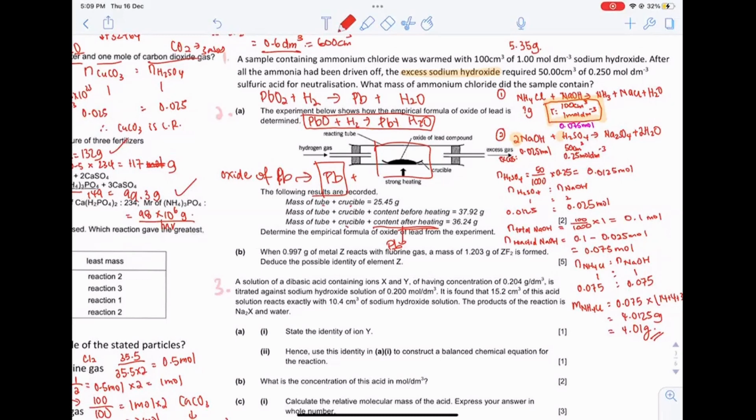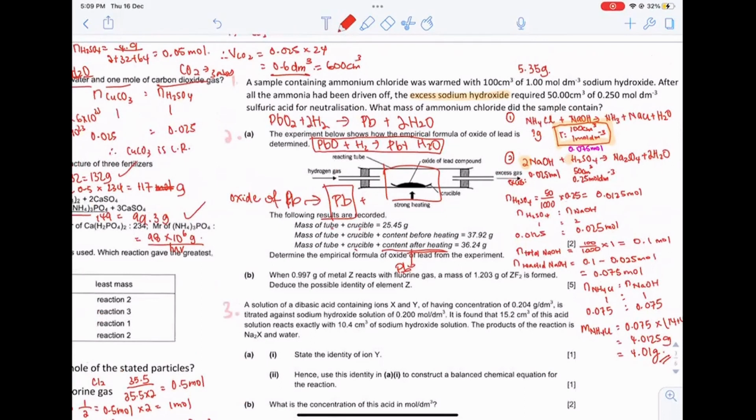The problem is that there's 2 O, right? So let me times this by 2. Oh yeah, I can still balance it. Let's check Pb, 2O, 2O, 4H, 4H. Yeah, this is balanced. So this is what happens.